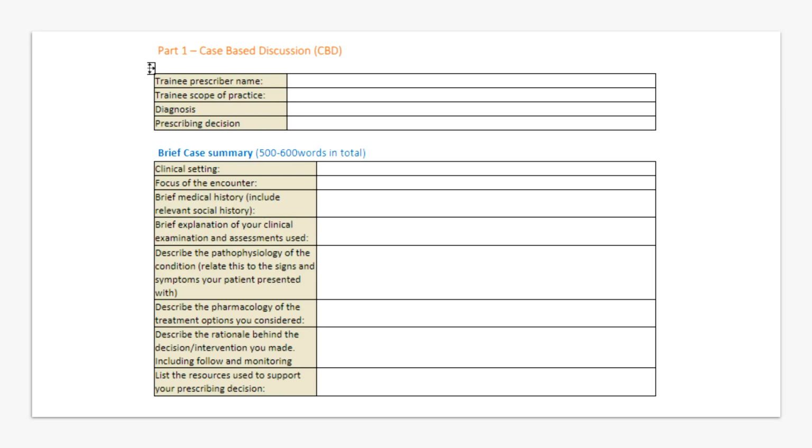They should also include the rationale behind the prescribing decision and the intervention that they made, and include any follow-up and monitoring. We also ask that you list the resources that they use to support that prescribing decision. So was it NICE guidelines, local practice guidelines, just so we can see that element as well. This section should be no more than 600 words. It's a brief summary to aid your discussion with your DPP.